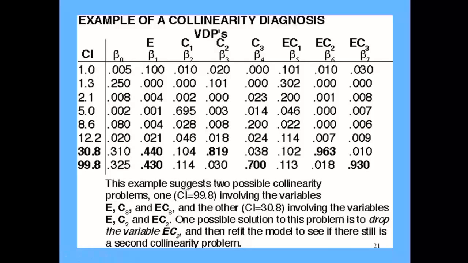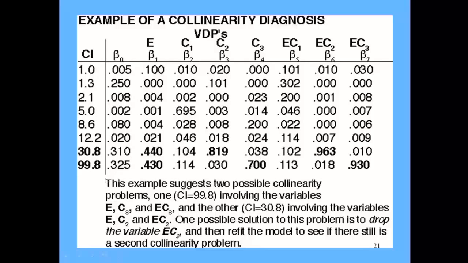What I'm then going to do is go to the top of the table, and what do I find? E, C3, and what? EC3, right? And what I'm going to say is, based on the way I've just done this, I'm going to determine that if there's any collinearity problem, it involves these three variables, E, C3, and EC3. That's how you do it, okay? That's how you do it for the first one, okay?